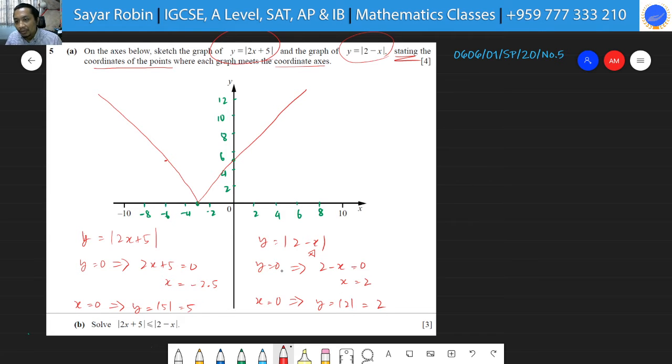How about the other function? We already found the points which have to be located on the x-axis and y-axis. X is equal to 2, y is 0. It must be this point. And then x is equal to 0, y is equal to 2, must be this point. Okay, we are going to connect these 2 points. I'm going to use a blue color for this one.